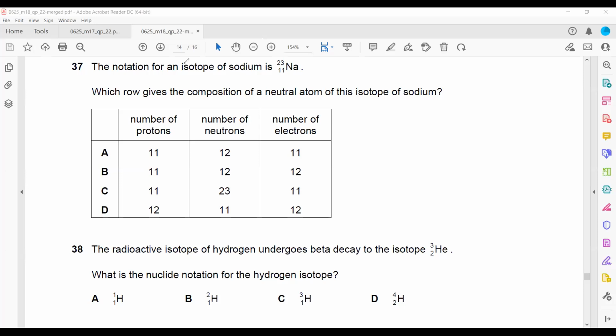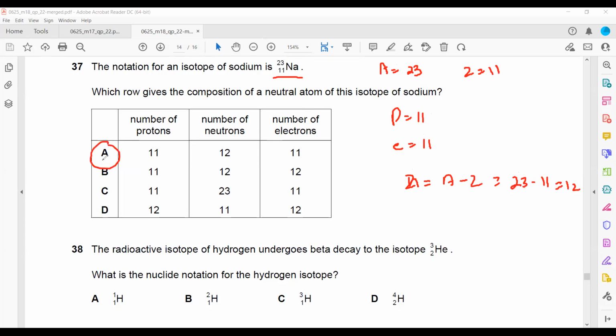So the notation of an isotope of sodium is given. So A is equal to 23 and Z is equal to 11. How many protons are there? The number of protons is equal to 11. How many electrons will there be? Also 11. And how many neutrons? That is A minus Z, so it will be 23 minus 11, which is equal to 12. So it should have 11 protons, 11 electrons and 12 neutrons. So A will be the right answer.